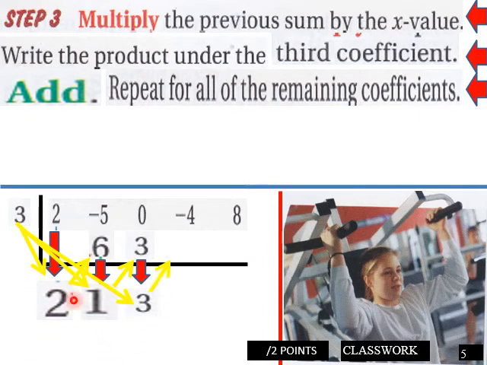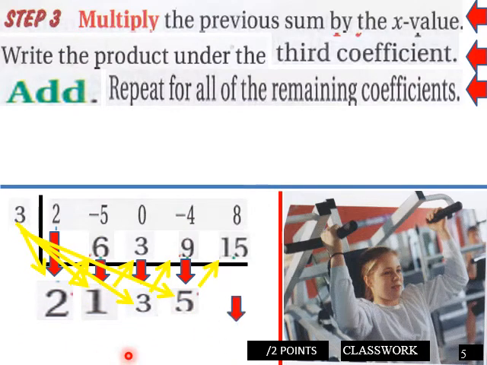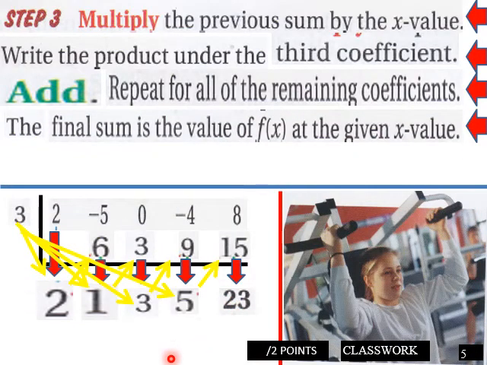And then we multiply again. 3 times 3 would be 9. Then what do we do? We add. 9 and negative 4 will be 5. And then 3 times 5 will be what? 15. And then we add. So we have a remainder here of 23.